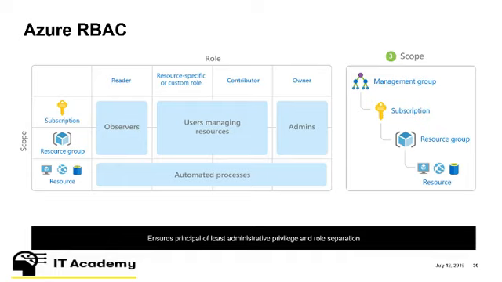Azure role-based access controls give us a schema. We can implement role-based access controls at the subscription level that controls everything inside that subscription. We can join multiple subscriptions together into a management group. We can also apply role-based access controls at a resource group level and at an individual level.